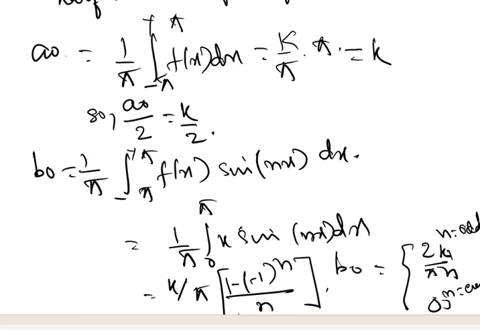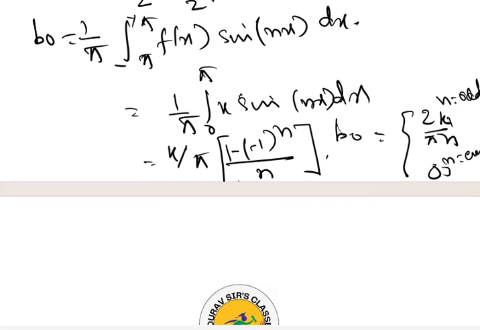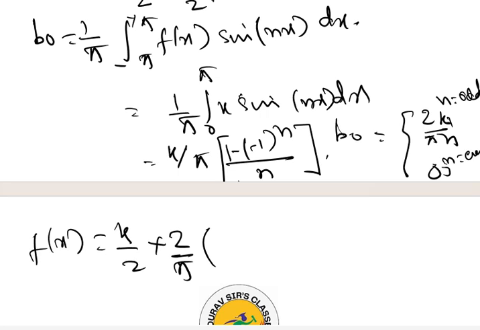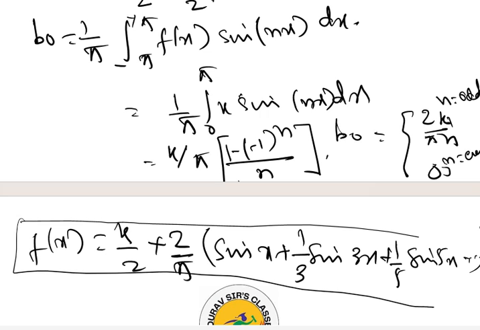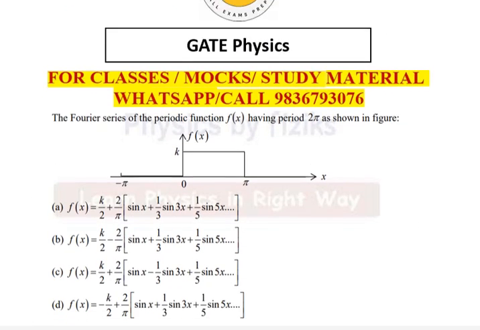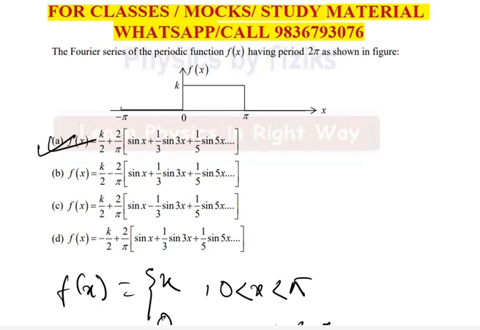So we can write f(x) equal to k by 2 plus 2k by pi into sine x plus 1 by 3 sine 3x plus 1 by 5 sine 5x, and so on. So this matches with option A of the given options. So option A will be the correct answer. Hope the solution is clear.